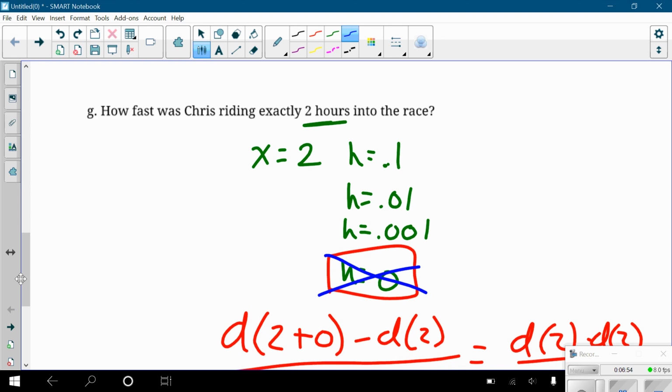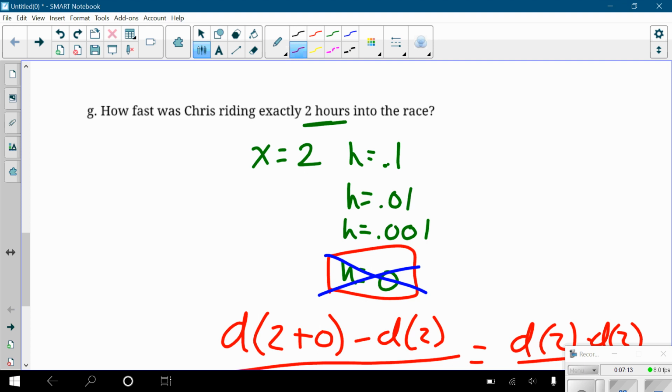I hope at this point you're screaming at your computer. You're like, Mr. Covey, what have you been doing the last 3 weeks? What have we been doing in class? Why are we talking about this? We want an h value to get really close to 0, but not be exactly 0. That's called a limit.